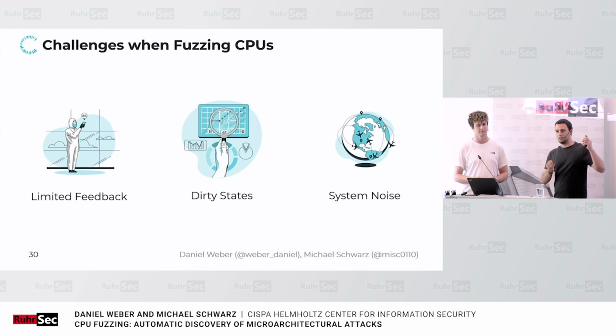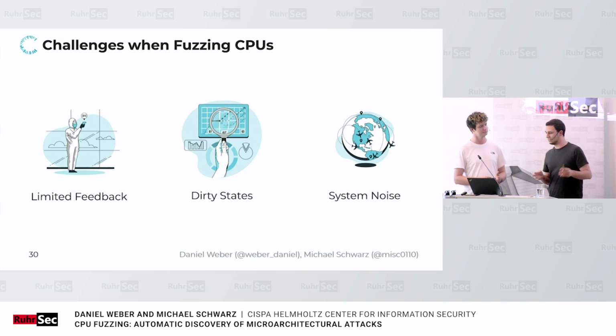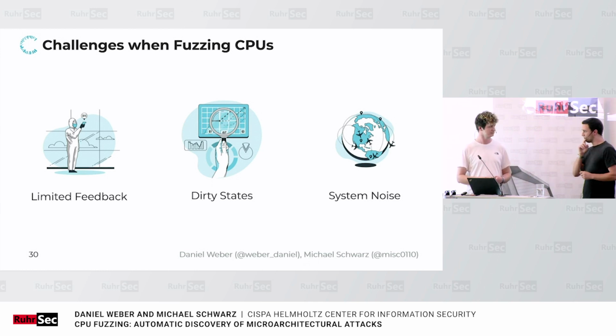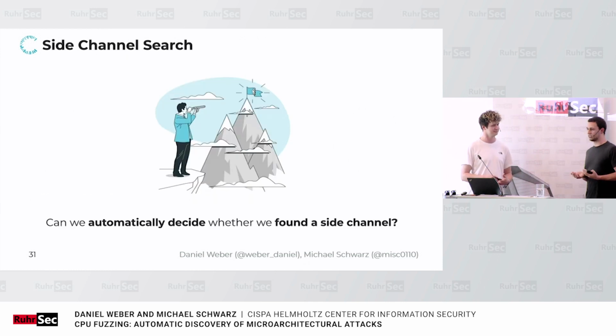And even if we can solve that, that's just engineering, to some extent. There's still one thing that you need to solve for that. What is it? How do we even decide whether we found a side channel? Yes, an application crashes, but here we have some timing differences of some execution, for example.